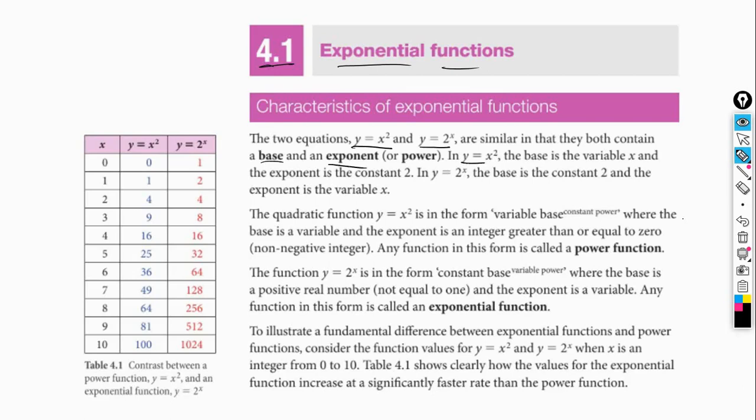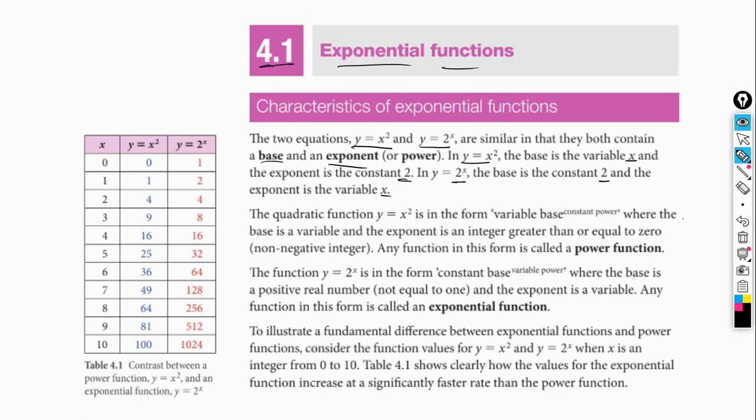So in y equals x squared, the base is a variable x, and the exponent is constant, it's 2. Whereas in y equals 2 to the x, the base is a constant 2, and the variable is x. So y equals x squared is a parabola, right? It's not an exponential function. So y equals 2 to the power of x would be an exponential function.